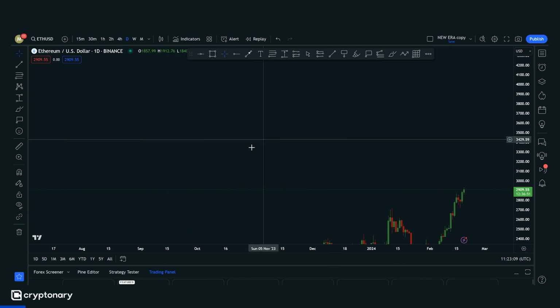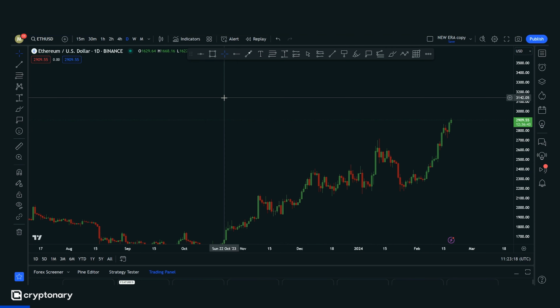So we've spoken about single candlestick formations, double bar formations, triple bar formations, and horizontal support and resistance. Now we're going to talk about diagonal support and resistance, or what is also known as trend lines, okay?